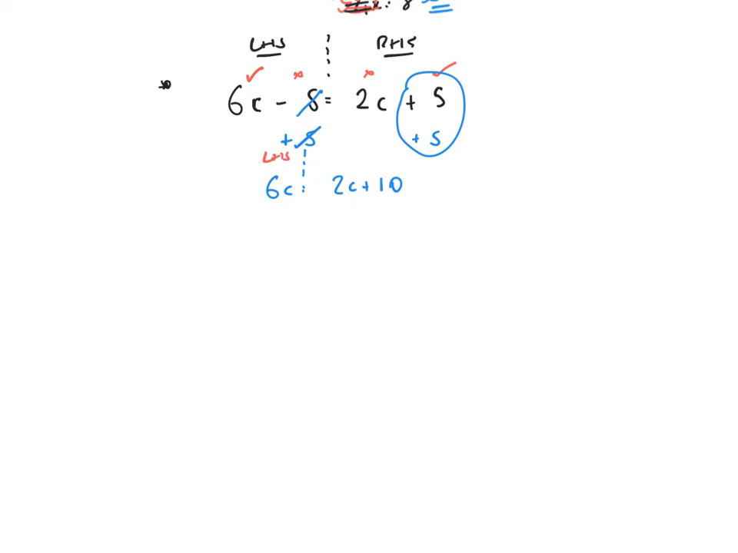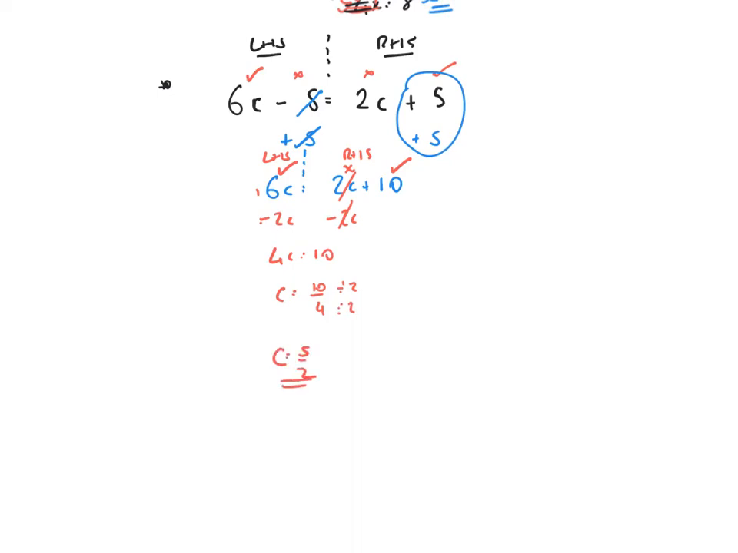There's the left hand side, there's the right hand side. Letters to the left, numbers to the right. 6c is okay, 2c is not, 10 is. Take away 2c from both sides. 6c take away 2c is 4c, and that's equal to 10. c equals 10 divided by 4, and I can simplify that down, top and bottom by 2, and that will give me 5 over 2.